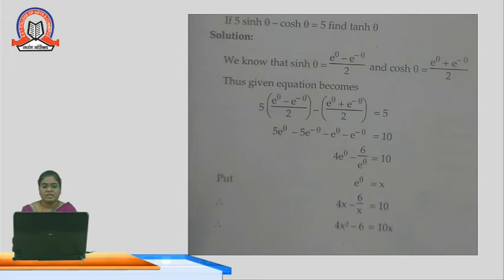Next, if 5 sinh θ minus cosh θ equals 5, find tanh θ. All again using the hyperbolic functions: sinh θ equals (e^θ minus e^−θ)/2, cosh θ equals (e^θ plus e^−θ)/2. Substituting, we take e^θ equal to x. Then, substituting here, 4x minus 6 upon x equals 10.